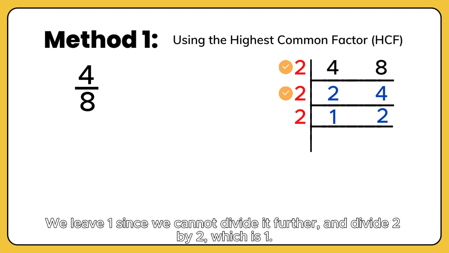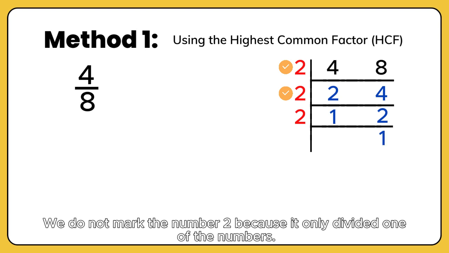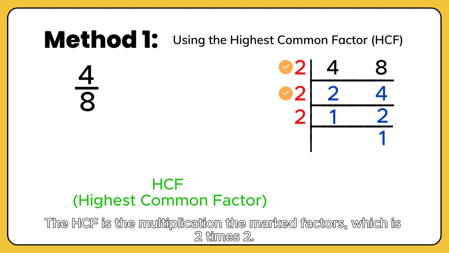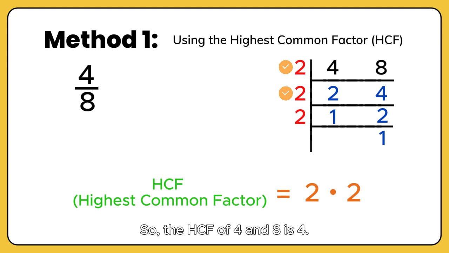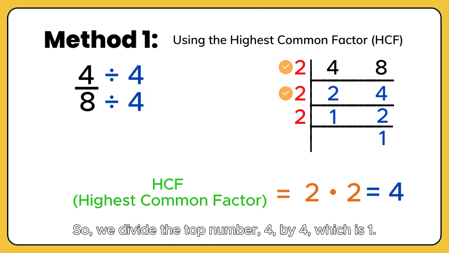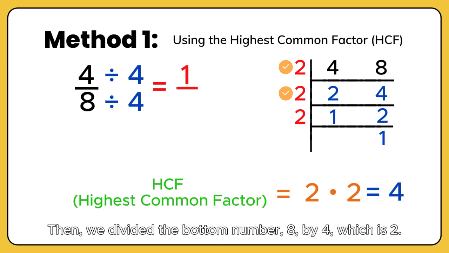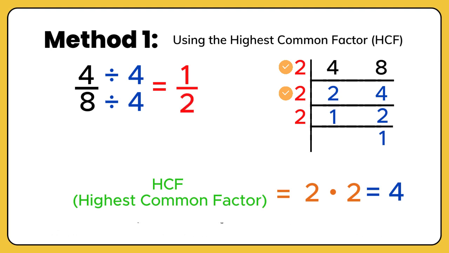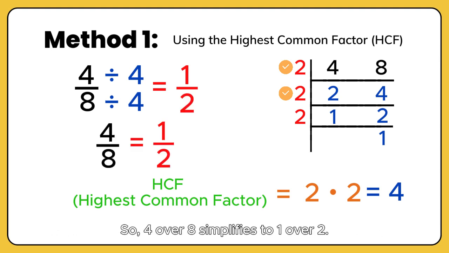We leave 1 since we cannot divide it further, and divide 2 by 2, which is 1. We do not mark the number 2 because it only divided one of the numbers. The HCF is the multiplication of the marked factors, which is 2 times 2. So the HCF of 4 and 8 is 4. The next step was to divide the numerator and the denominator by the HCF to simplify the fraction. So we divide the top number, 4, by 4, which is 1. Then we divide the bottom number, 8, by 4, which is 2. So 4 over 8 simplifies to 1 over 2.